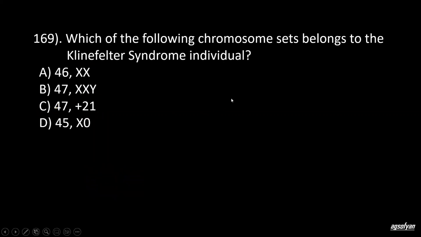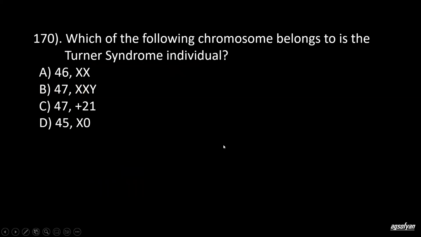Which of the following chromosome sets belong to Klinefelter syndrome individual? 46XX, 47XXY, 47 plus 21, 45X0. So Klinefelter is actually trisomy. It has an extra chromosome, which is an extra X chromosome. Okay? So normally XX or XY, but this one has an additional X over here. So this is 47XXY for Klinefelter syndrome.